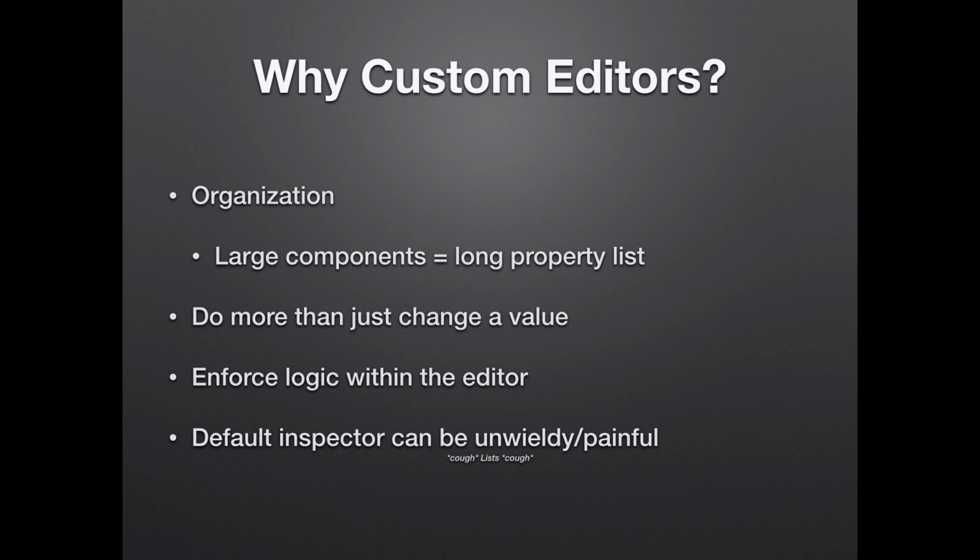First off, they're really good for organization. When you get components that are really big, sometimes the property list can get pretty long and unwieldy, especially if it's near the end of a project and you're just slapping stuff on. Maybe it's not as organized as it should be. And when you get 20 or 30 properties on there, trying to track the right one down is a pain. They're probably not grouped right, things like that.